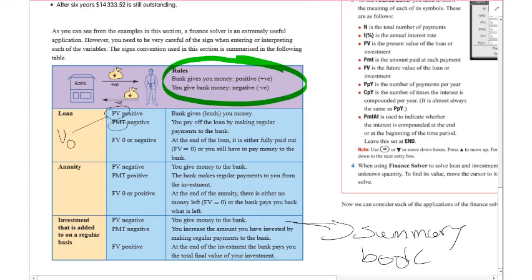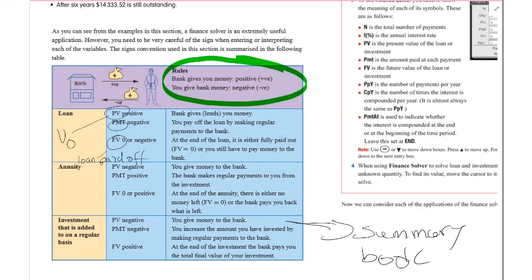Your final value is either going to be 0, loan paid off, or it's going to be negative because you're still giving the bank money. So at the end of the loan, it is either fully paid out, or you still have to pay money to the bank. So you're still paying money, hence it's going to be a negative value.